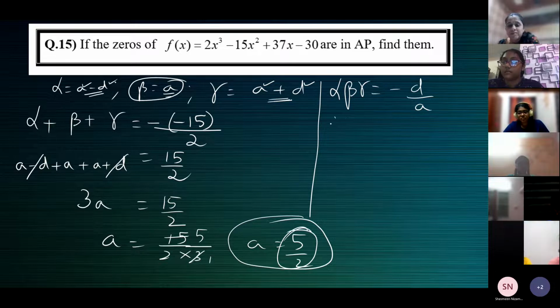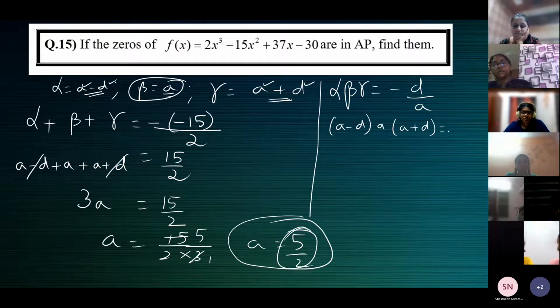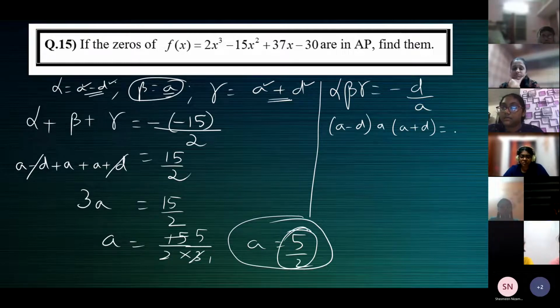So that means a minus d into a plus d. The product of the zeros is equal to minus d by a. What's the value of d? What's the value of d? 30. 30 or minus 30?